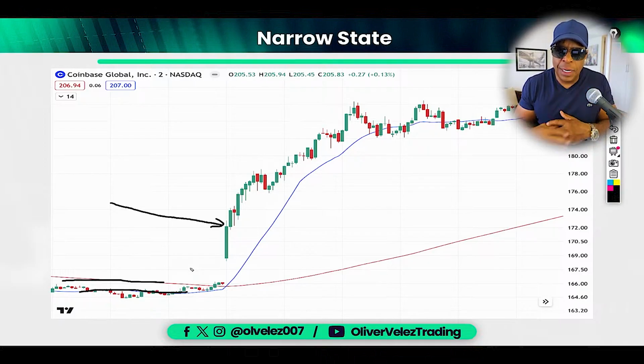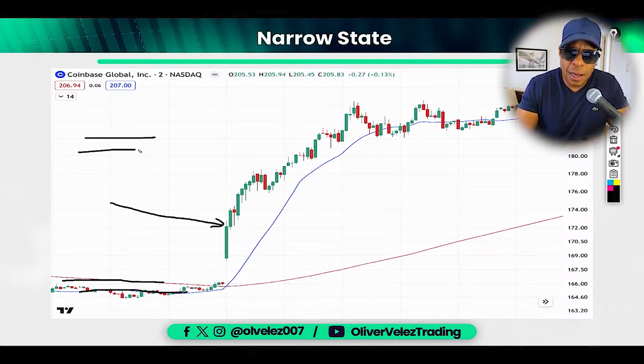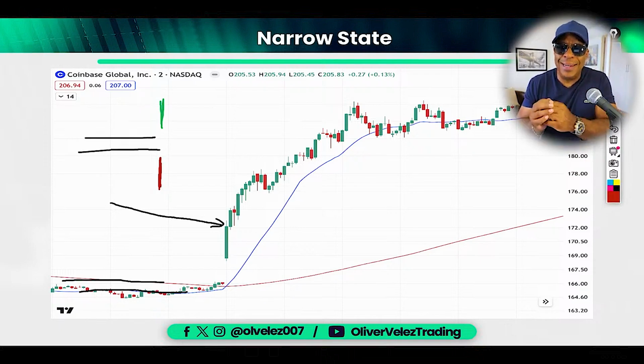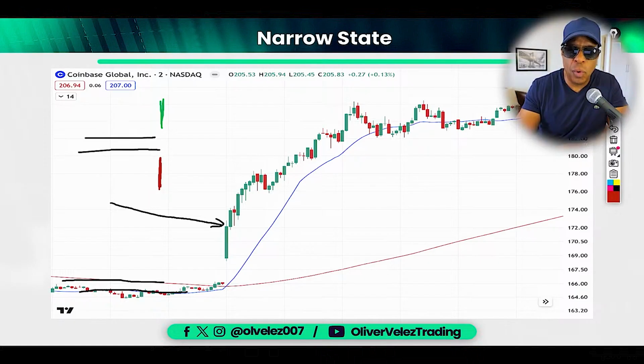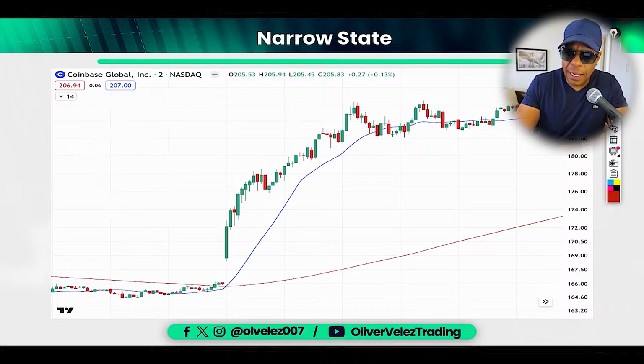All right? Now, you can get, guys, power out of a narrow state up, or you can get power out of a narrow state down. Whenever you ignite in a powerful way out of a narrow state, you buy into the power. If it's to the upside, you buy; if it's to the downside, you short or you sell into the power. All right? Now let me draw this again.